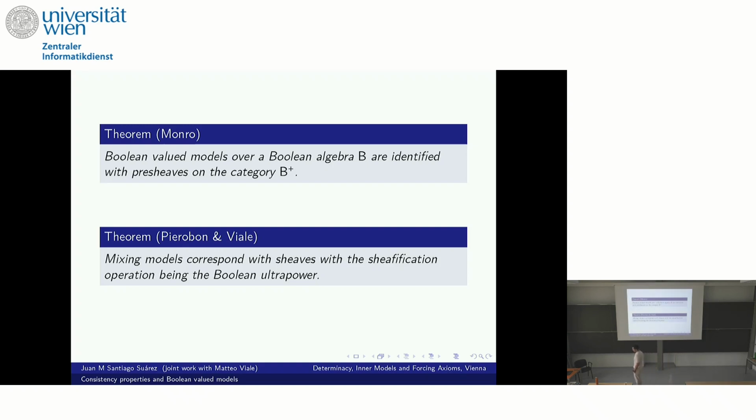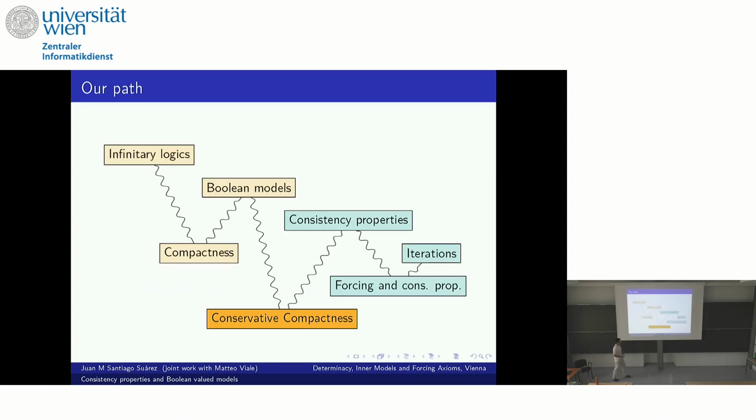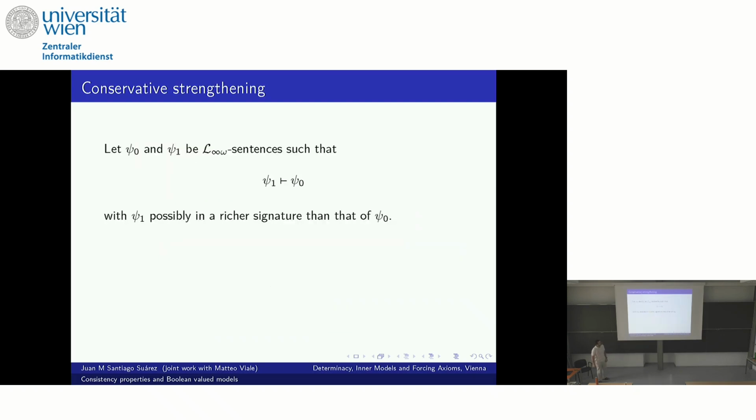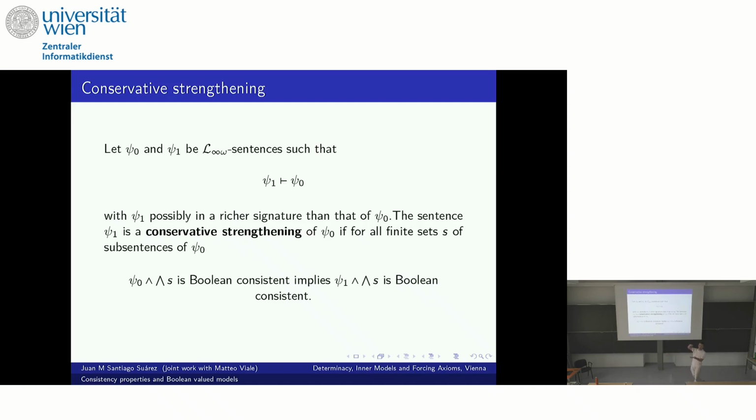Okay, so now we already know what Boolean valued models are, and we can come back to our goal, which was understanding this compactness problem. Let's go to what we call conservative compactness. Since this is very dependent on the definition I gave before, I'm going to repeat it because it is maybe not transparent at first sight. Recall you have two sentences, one is stronger than the other. They are not so far from each other, so one is a conservative strengthening of the other if for consistent subformulas of the weak one, the strong one is consistent with them. And this is precisely what fails in the example I gave without compactness. As soon as you realize the disjunction, all the other sentences are not anymore compatible with it.